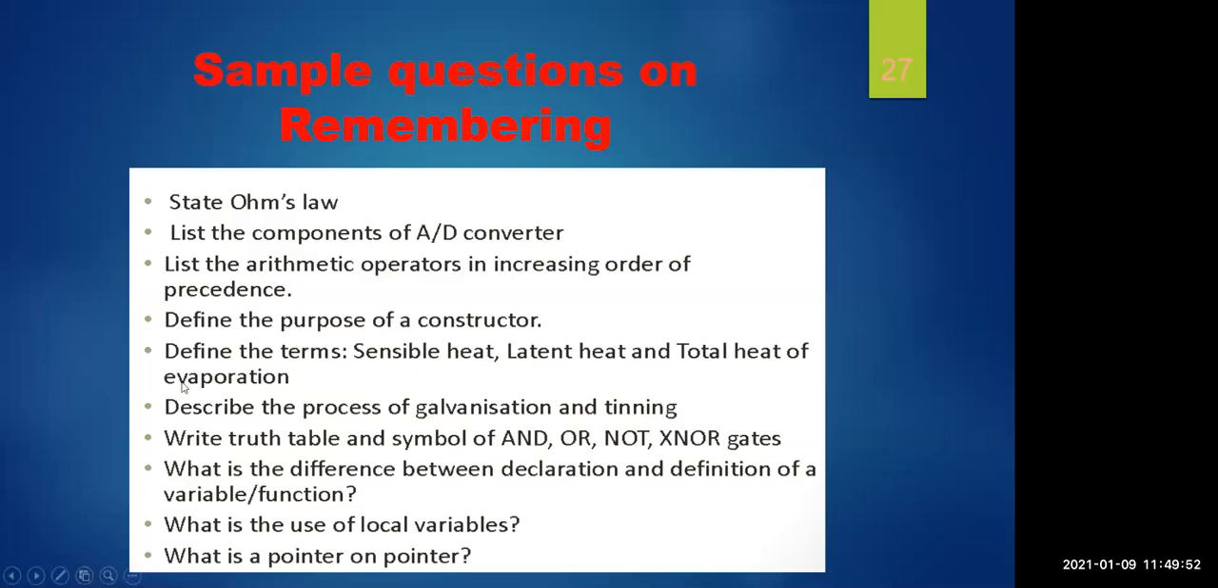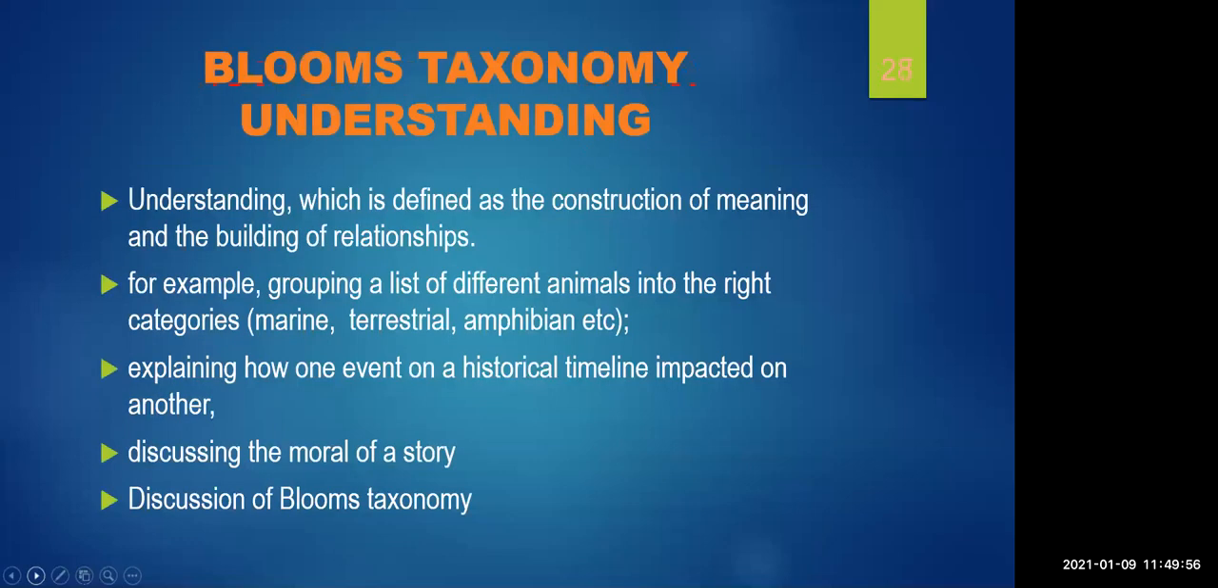So remembering is a basic thing, where students are simply able to remember without any understanding. Coming to the next level, totally six levels are there: remember, understand, apply, analyze, evaluate, and create. Totally six levels are there when you are setting the question papers or when you are teaching also. So first, part A questions are nothing but the remembering questions, some of the terms we have seen.